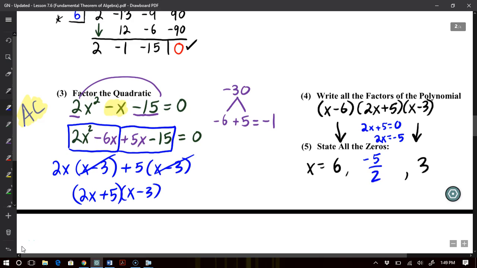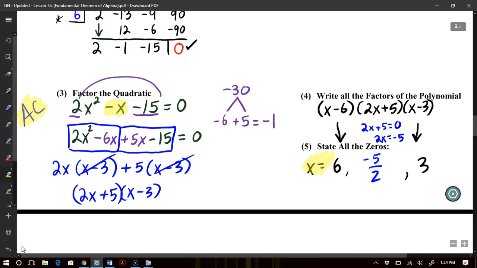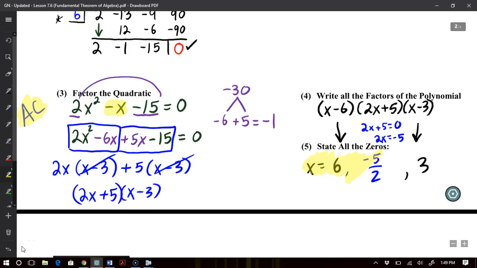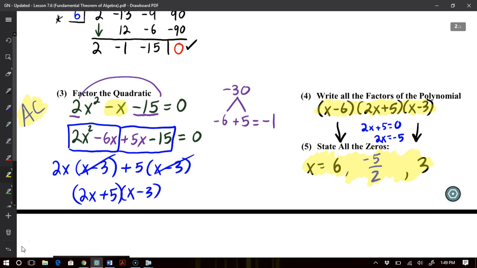I have 3 answers, and my degree was 3, which means there's a very good chance I'm right. And I say that on purpose. There's just a very good chance. Doesn't mean you are. It just means there's a good chance. Question is, how do you know if you're right with these? And that's, again, where we're going to pull up our calculator.